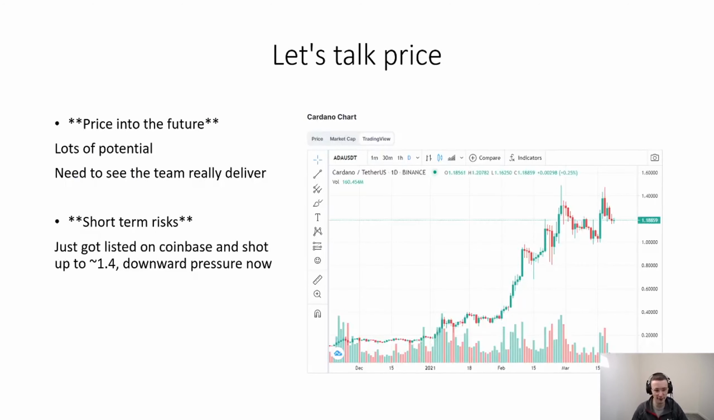Let's talk about the price. Like I say, lots of potential, but I feel that we really need to see the team start to deliver consistently. They keep pushing back deadlines. In terms of the price recently, it has shot up. So in terms of short-term risk, it just got listed. So we're probably buying at peak times if you're looking at a short-term play. So that's always something to consider when you're buying into these things. What's just happened, what's coming up, and yeah, just be mindful of this.